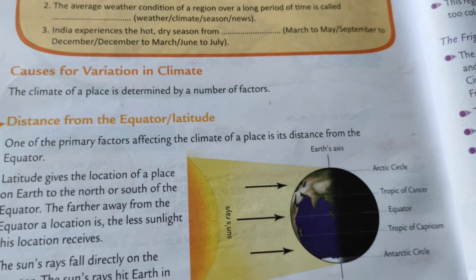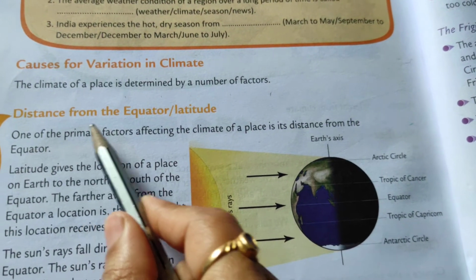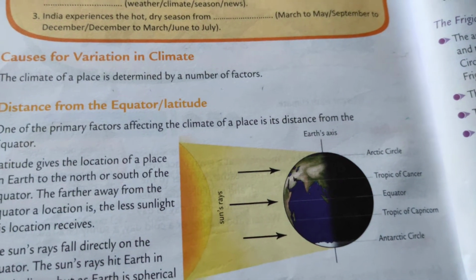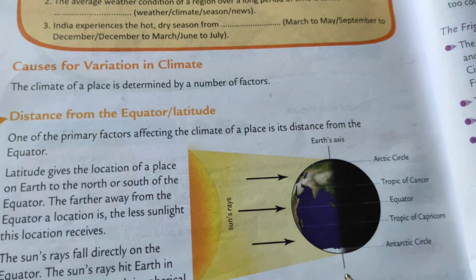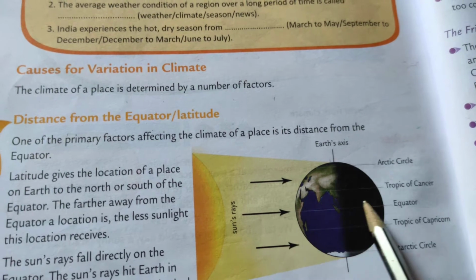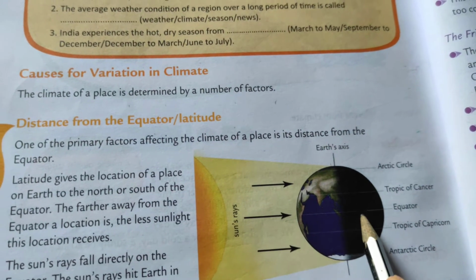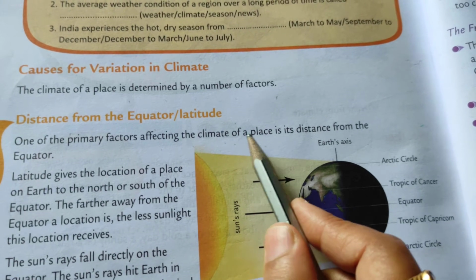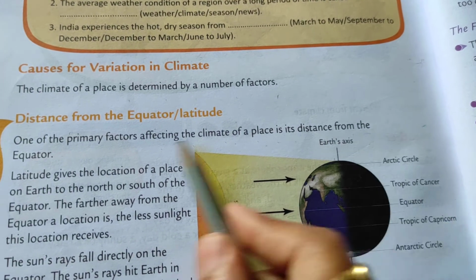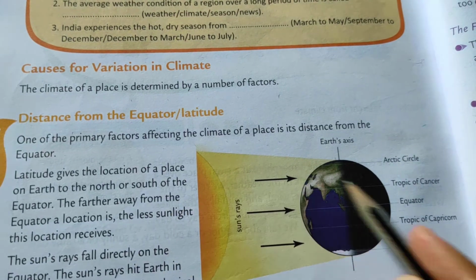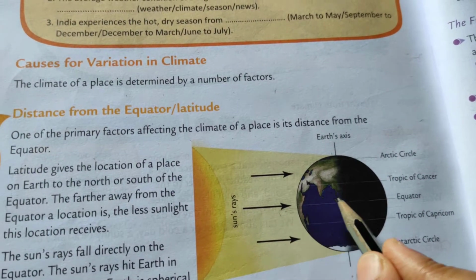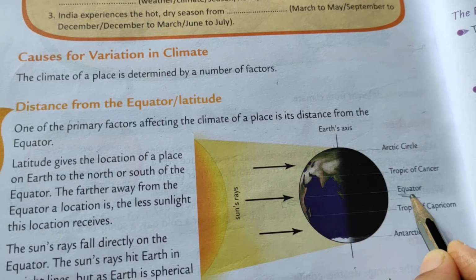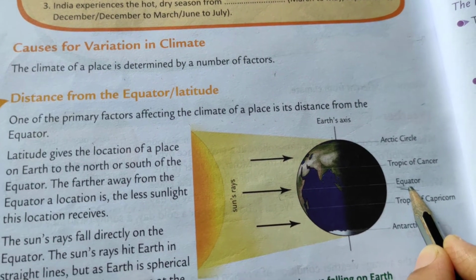affect the climate. First is the distance from the equator, or latitude. This is the equator, the equator of the earth. One of the primary factors affecting the climate of a place is its distance from the equator. It is the main factor that affects the climate.